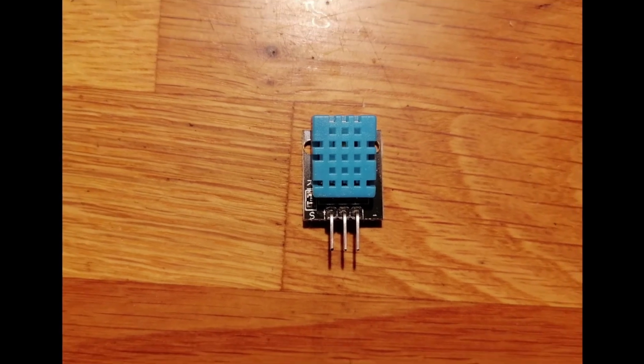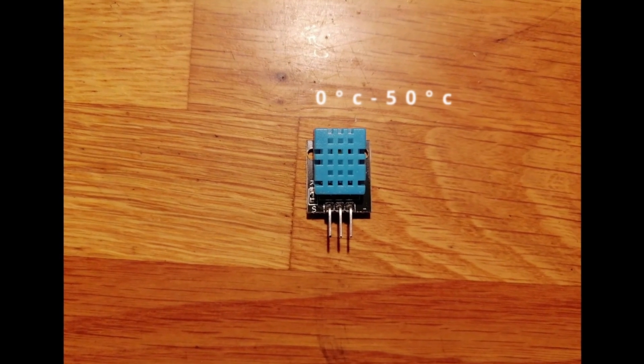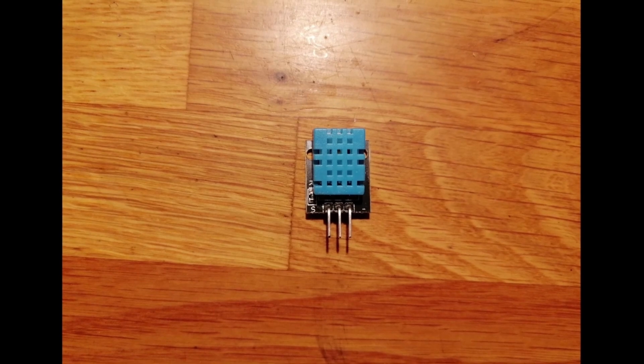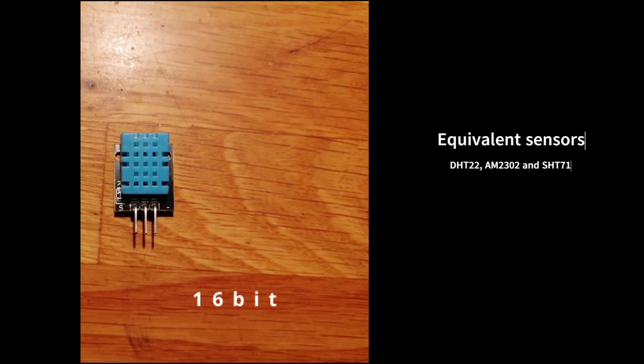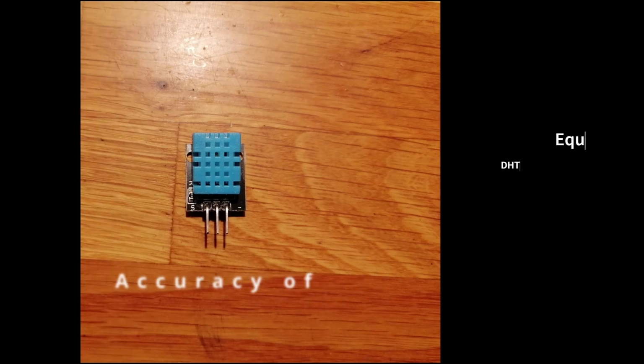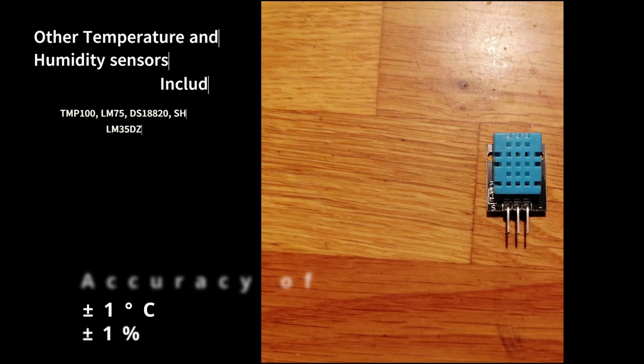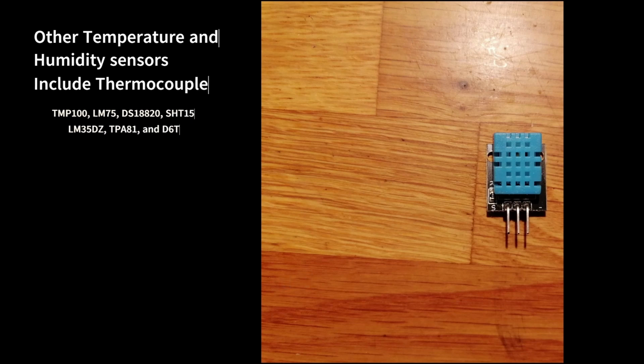The sensor has a temperature range of 0 to 50 degrees Celsius and a humidity range of 20 to 90% with a resolution of 16-bit for both temperature and humidity. Its accuracy is plus or minus 1 degree Celsius and plus or minus 1%. The DHT11 sensor is available as a sensor or module, with the latter including a built-in filtering capacitor and pull-up resistor.